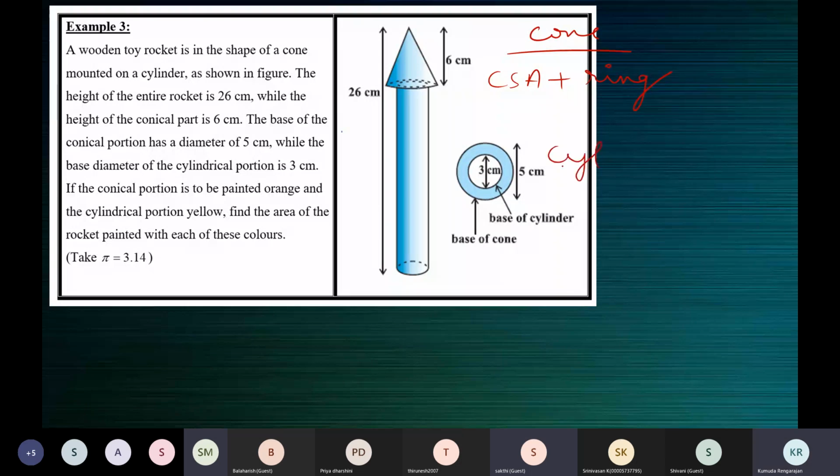But for the cylinder, the CSA, that is 2 pi RH, is visible, plus the area of the base, pi R square, and the top is not there completely. Because the circular portion of the cone sits on the top of the cylinder. It hides the top of the cylinder completely. The base of the cone covers the top of the cylinder completely. That cannot be painted. The top of the cylinder, you would have to break it to paint it.